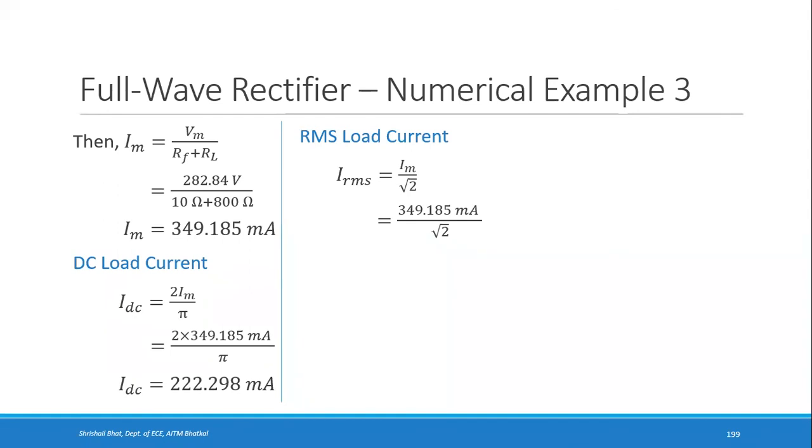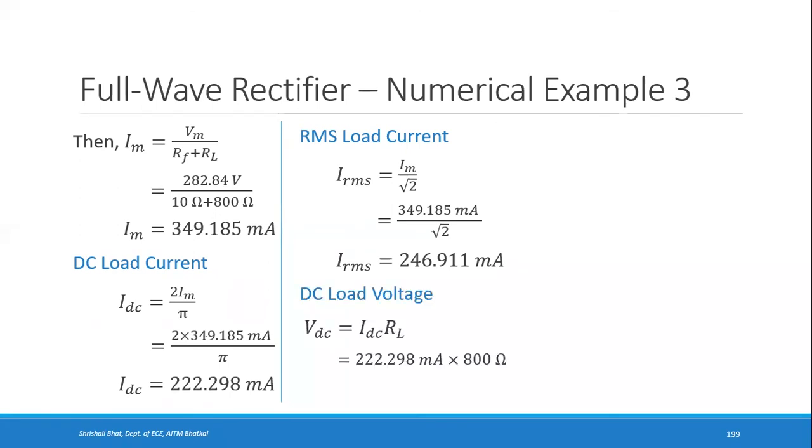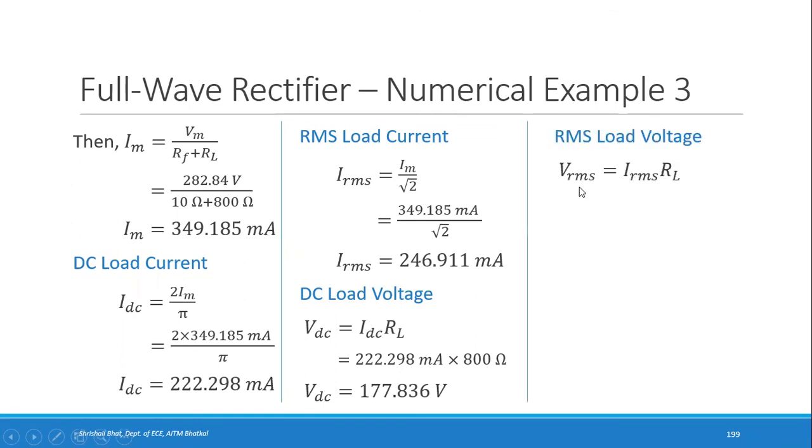Then IRMS, the RMS value of load current, is Im by root 2. Im is 349.185 divided by root 2. If you calculate, it is 246.91. Then VDC is also asked. VDC is IDC into RL. IDC is 222.298, RL is 800. To find that, how much will it be? 177.836 volts. So VRMS is not asked. You can just find that using IRMS. You'll obtain it as 148.1.